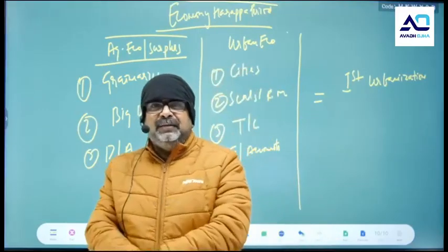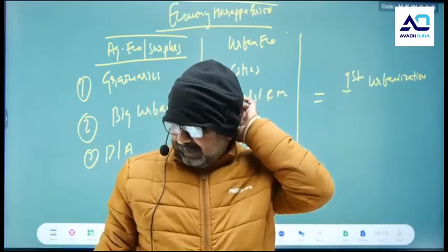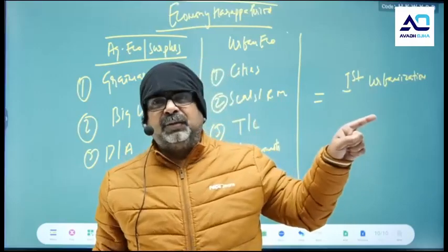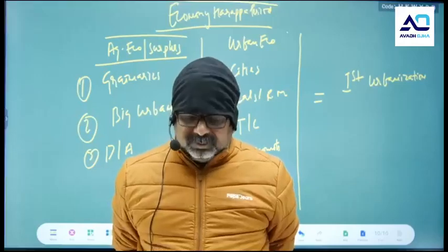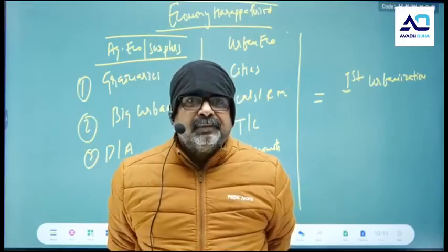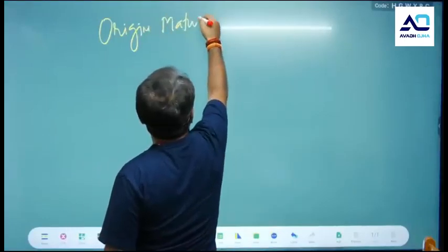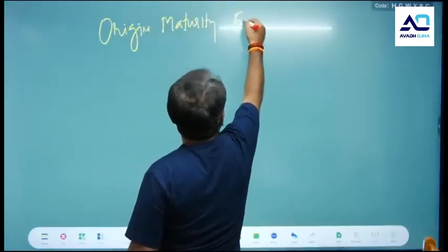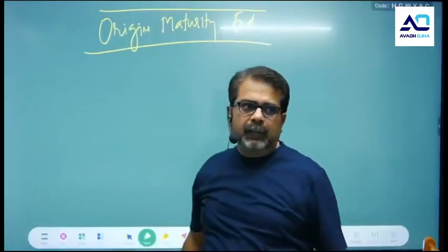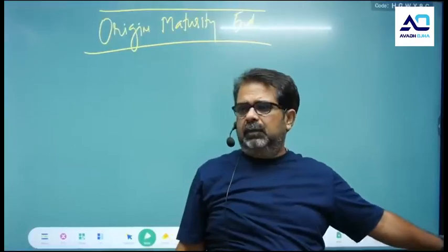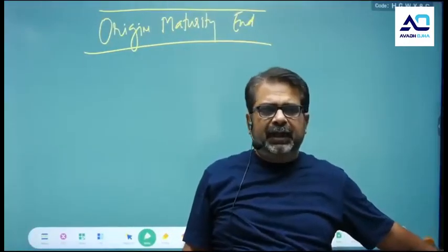They have given this question in mains. Please trace the elements of continuity from Indus Valley civilization to Vedic period and so on. Origin, maturity, end. Second last heading of that chapter, Indus Valley civilization. Origin, maturity, end.